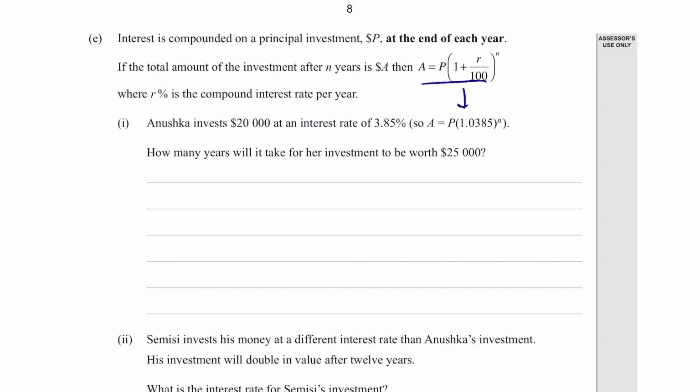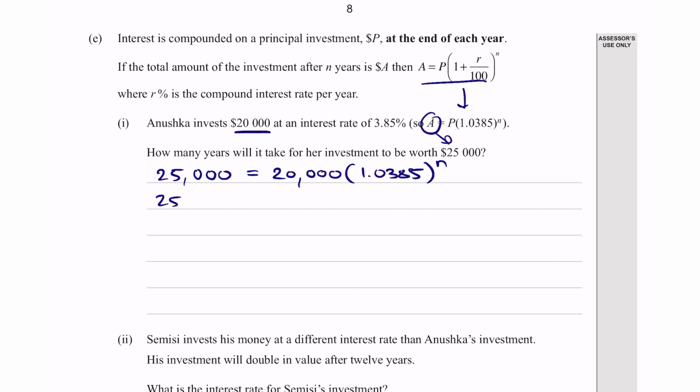Okay, so how do we go about doing this? We want to know, when the value of A, or the total amount, is $25,000, we want to work out the value of n. So let's substitute. 25,000 is equal to P. Our principal investment is actually 20,000, multiplied by 1.0385 to the power of n. And we want to solve for n. So how do we do that? Well, remember, if we're rearranging for time, we need to take the logarithms.